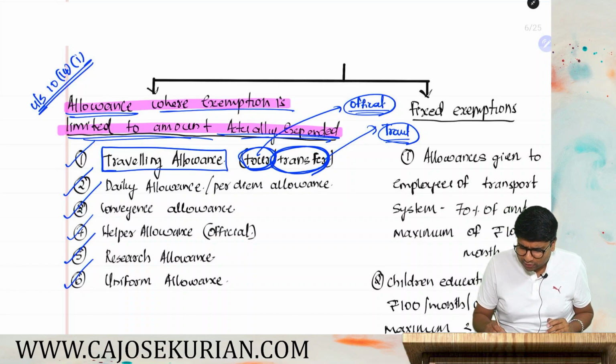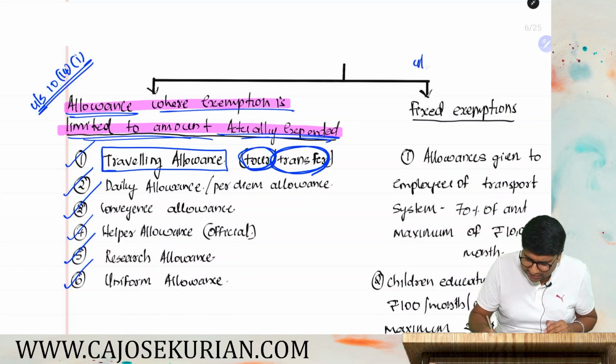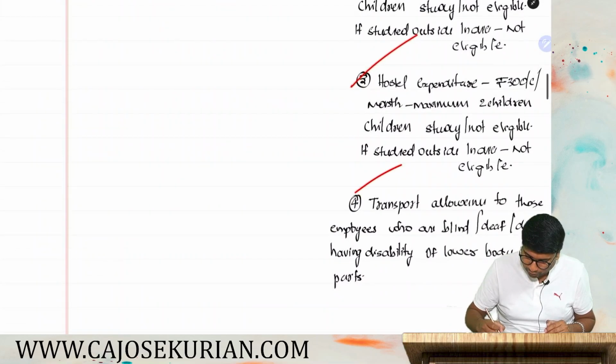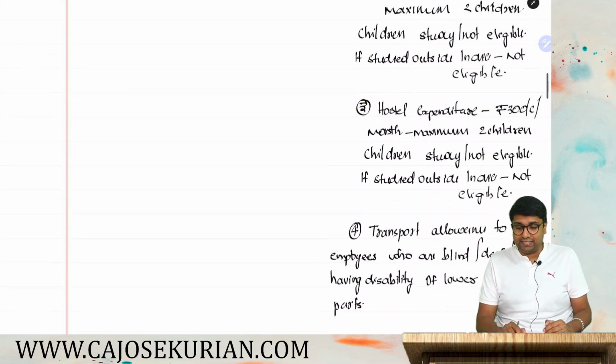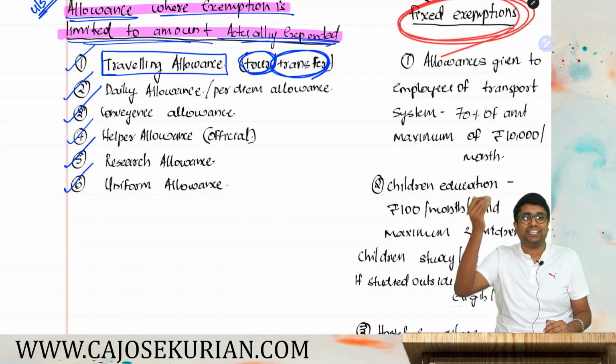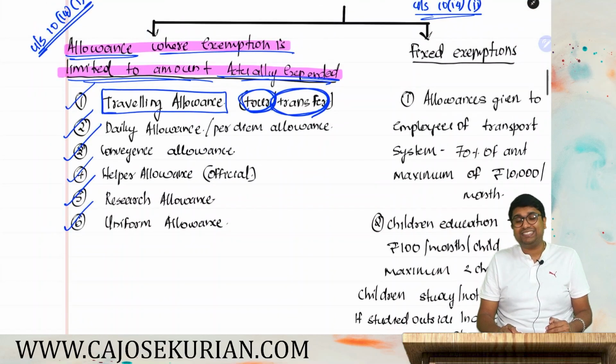Now moving on to the second item, friends. What is the second category item, which is under section 10 subsection 14 clause number 2? The following items which we are about to discuss right now, that is item number 1, item number 2, item number 3 and item number 4. These 4 items you can claim exemption, and these are fixed exemptions. Whether you have expended or not, you can claim fixed exemptions.